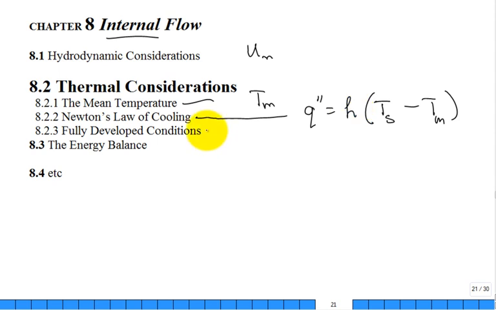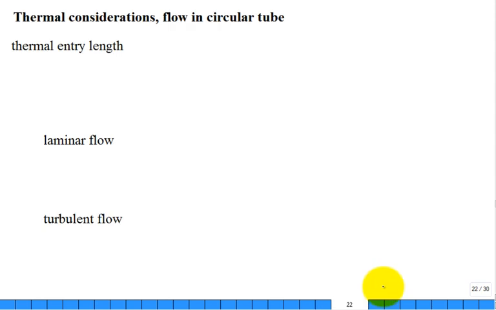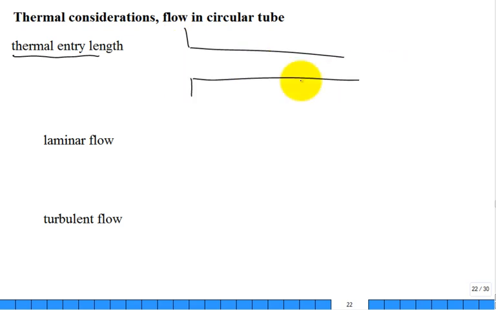And then you have these fully developed conditions. What do you mean by fully developed? In pipe flow, you have a velocity profile that could be developing, and you could have a temperature profile that could be developing until it becomes fully developed. All right. So let me continue on. So, thermal considerations. Thermal entry length. Here's our pipe. And after a while, we'll have to be fully developed, not hydrodynamically, but thermally.